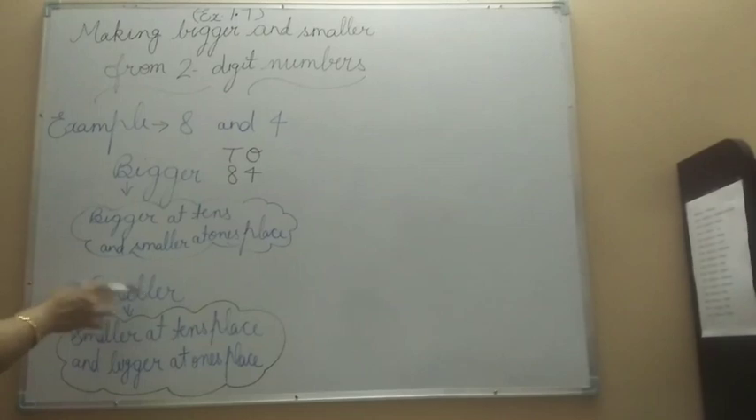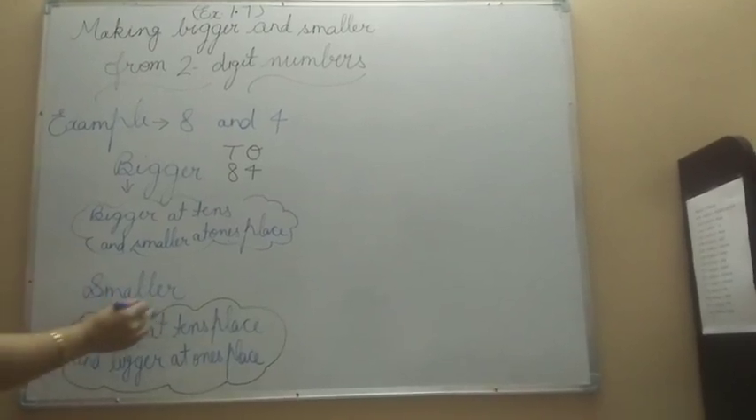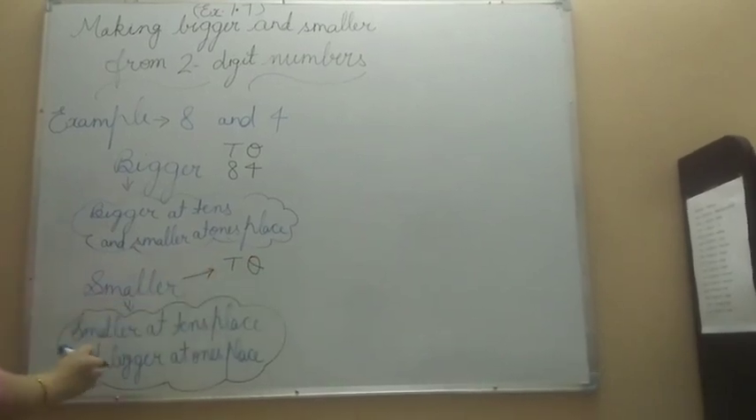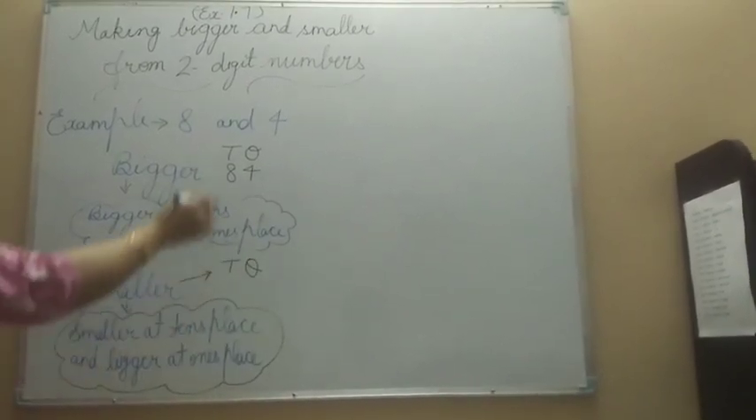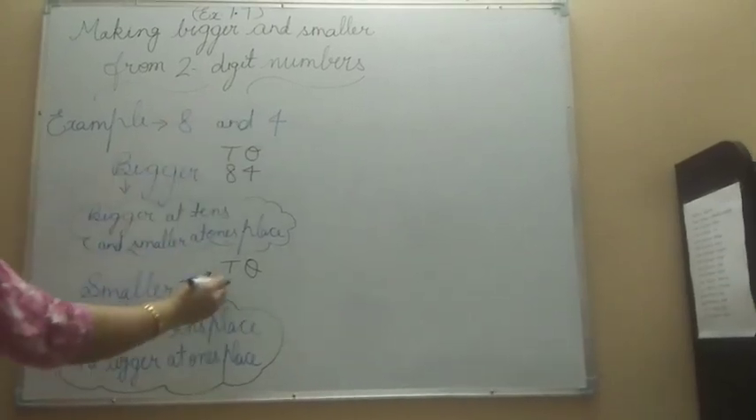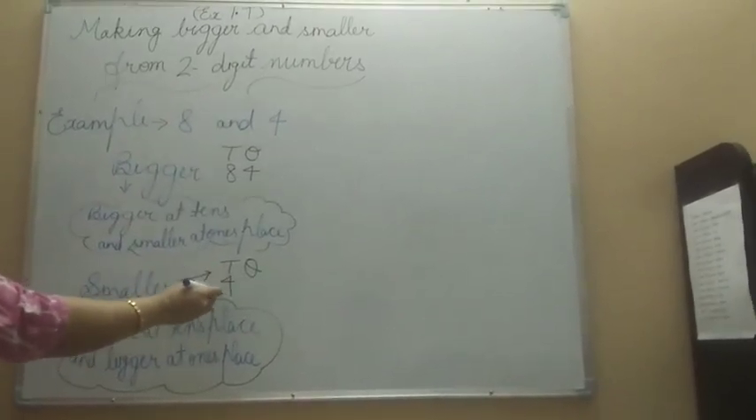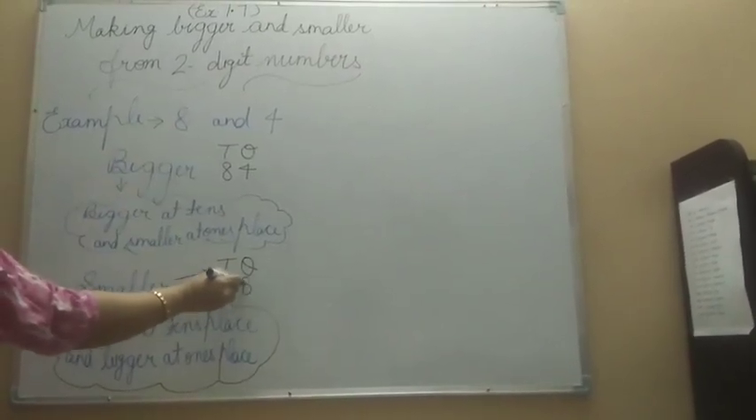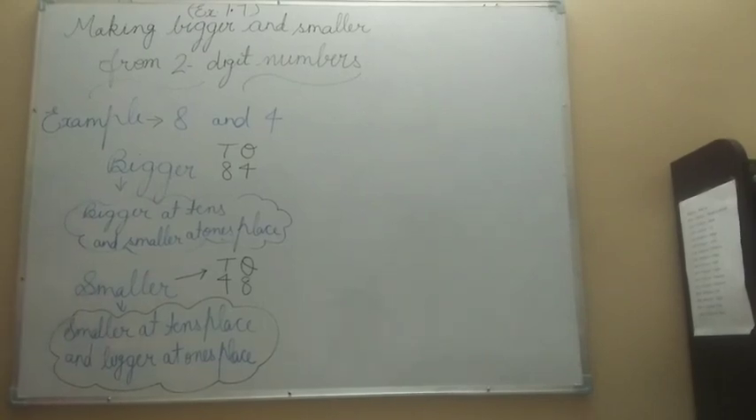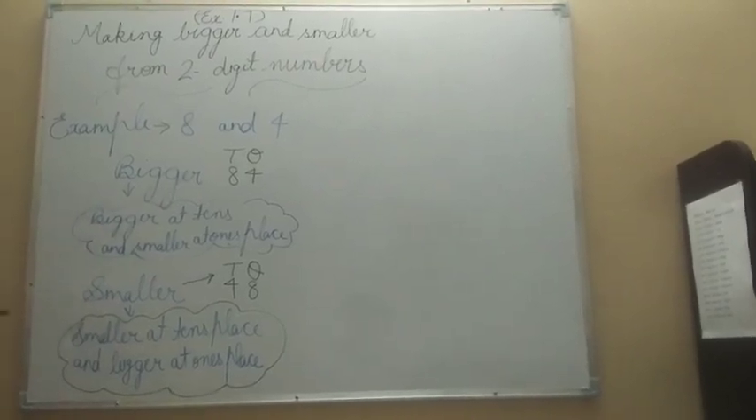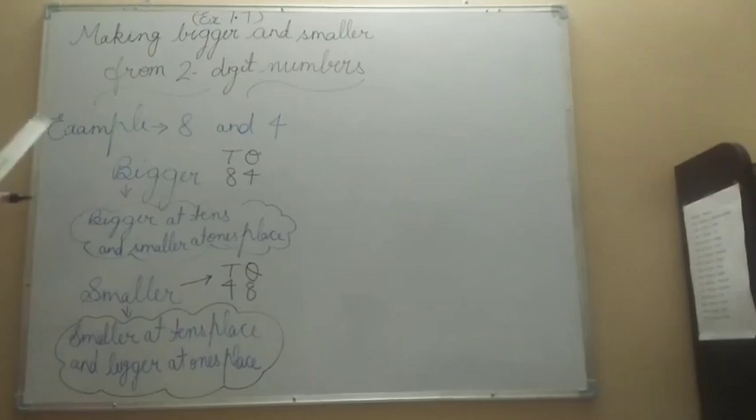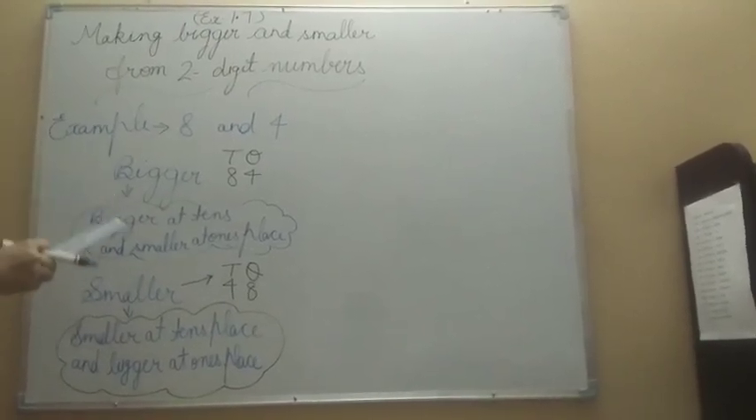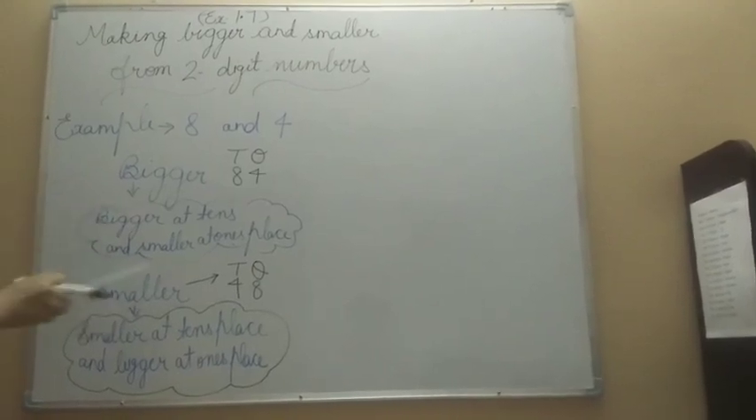And what is the rule of the smaller number? Smaller at tens place and bigger at ones place. Which is the smaller number between these? 4. So we will write 4 at tens place, and which is the bigger number? 8 is bigger, so we will write it at ones place. In the same way, you will make other numbers by using these single digits, and you can make two-digit numbers bigger and smaller by following these rules.